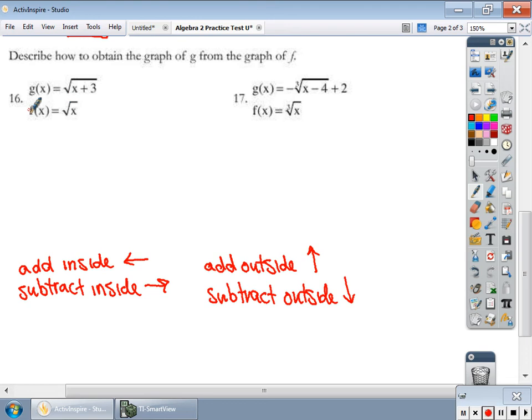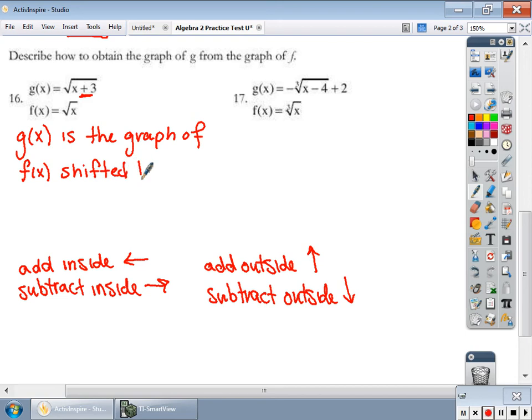So here, the graph of f of x is just the square root of x. This is the square root of x plus 3. I see that I'm adding 3 on the inside, so I know I'm shifting left. So I'll say g of x is the graph of f of x shifted left 3 units.